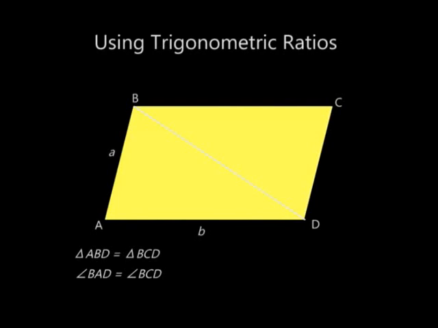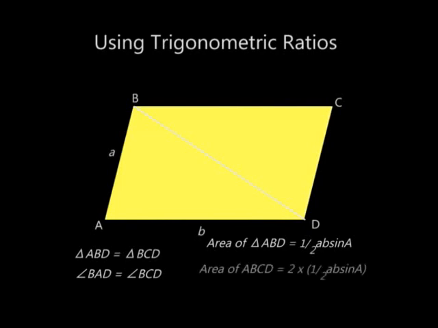Therefore, we can use the formula area is equal to a half AB sine A. And therefore, the area of ABCD is equal to 2 times the area of triangle ABD. That is equal to 2 times a half AB sine A, and that gives us AB sine A.